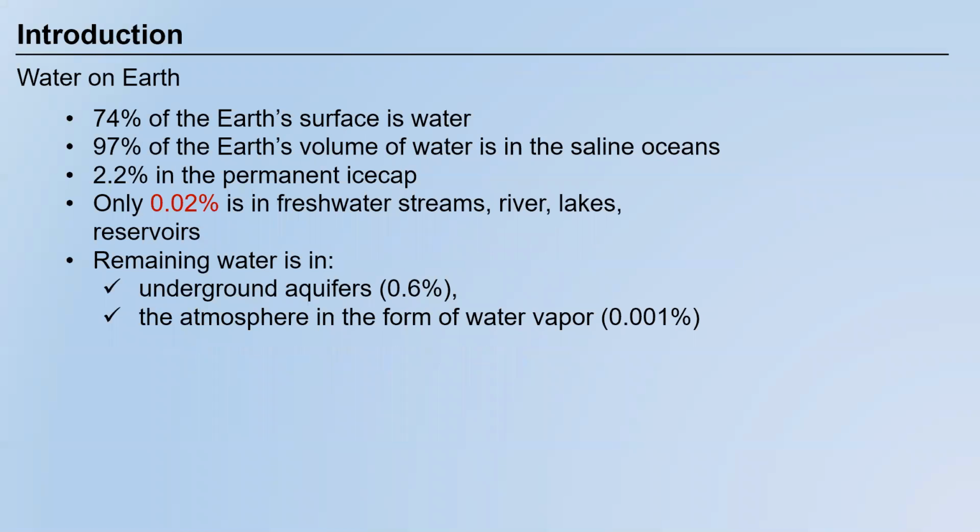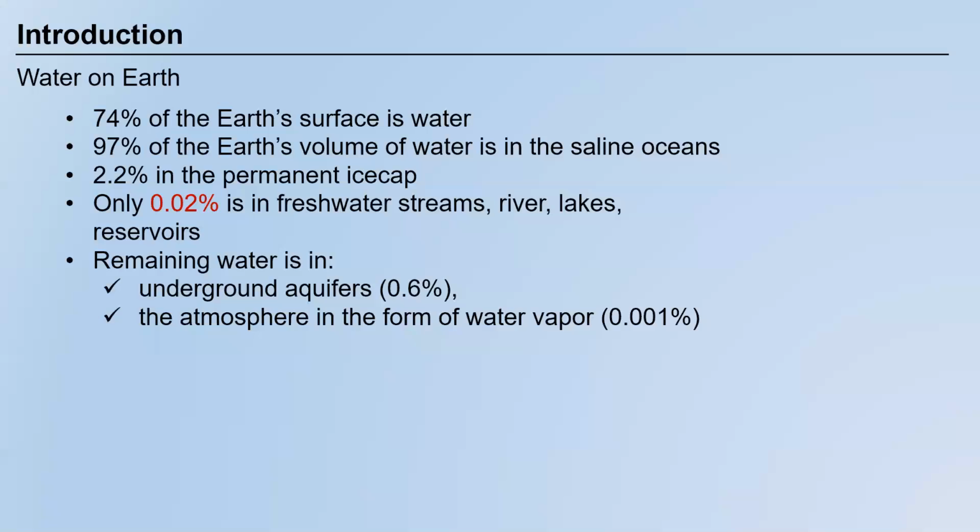So why do we care about water? Because water is the origin of life. Water is the reason why this planet is blue. Okay, 74% of the Earth's surface is covered by water, and 97% of the Earth's volume of water is in the saline oceans. So water remote sensing on oceans is very important.